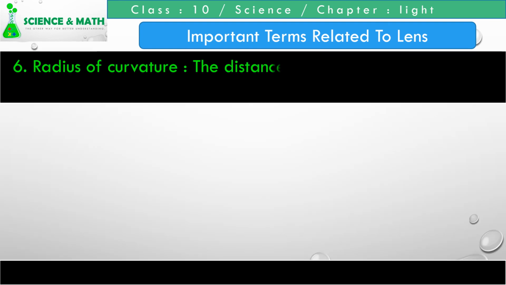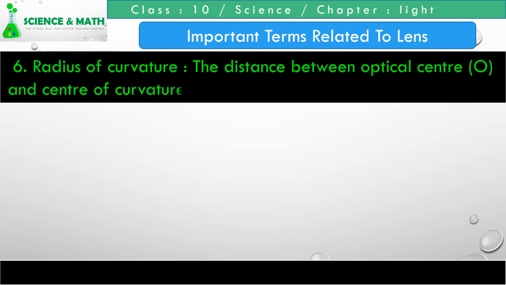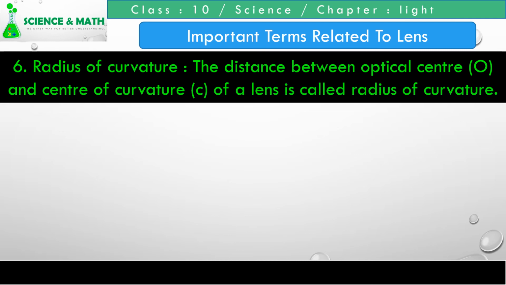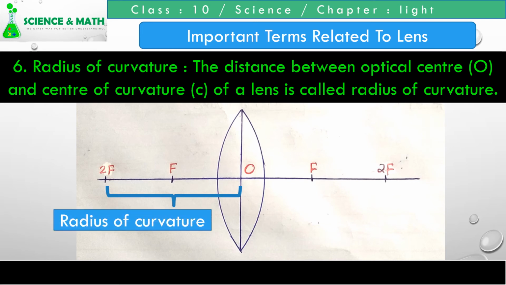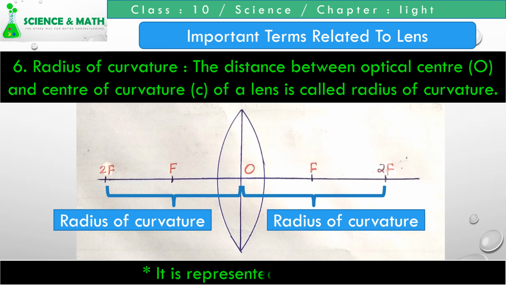Number 6. Radius of curvature. The distance between optical center and center of curvature of a lens is called radius of curvature. In the given figure, the distance between 2F and O is the radius of curvature. 2F means center of curvature and O means optical center. Radius of curvature is represented by capital letter R or 2F.